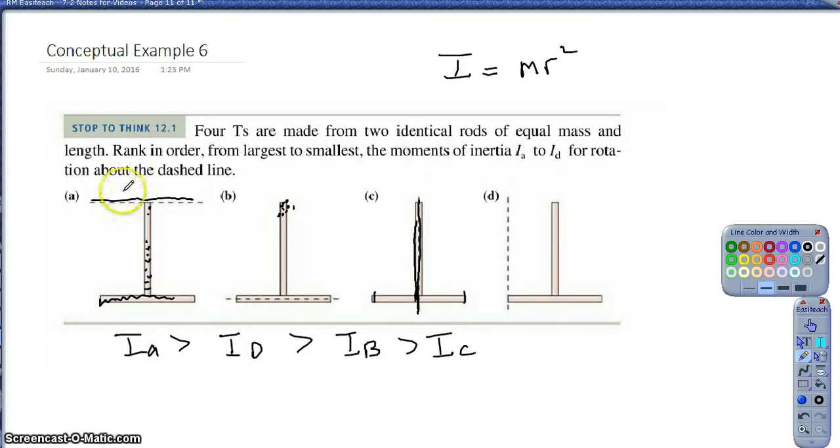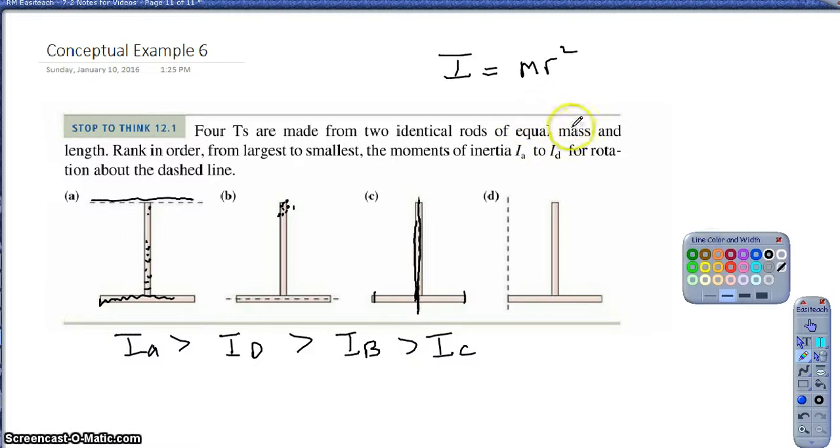So you should be comfortable again with these kinds of ranking tasks. It is very, very important you get comfortable with moments of inertia, what properties make a moment of inertia go up, and what properties make a moment of inertia go down. The two factors are where the mass is concentrated and how far that mass is from the pivot point.